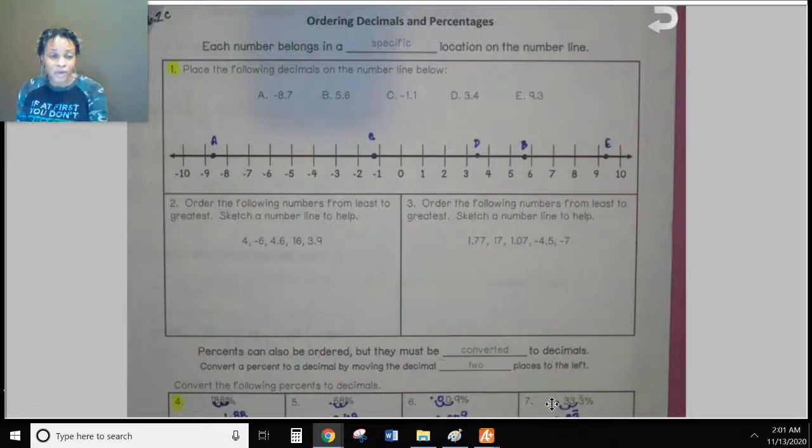When we're comparing, it's all about the place value. We're looking at the tenths place, hundreds place, thousands place to see which number is less or greater, depending on what our question is asking us.